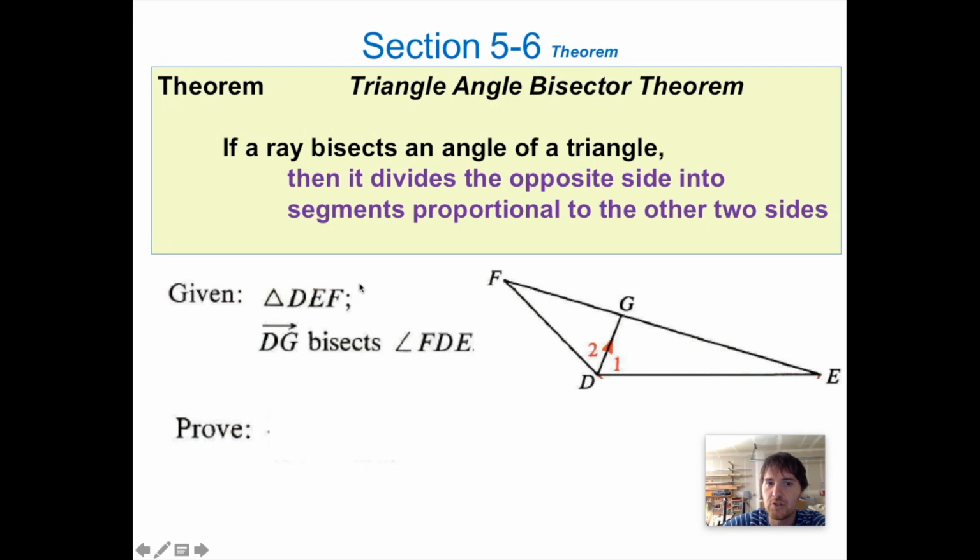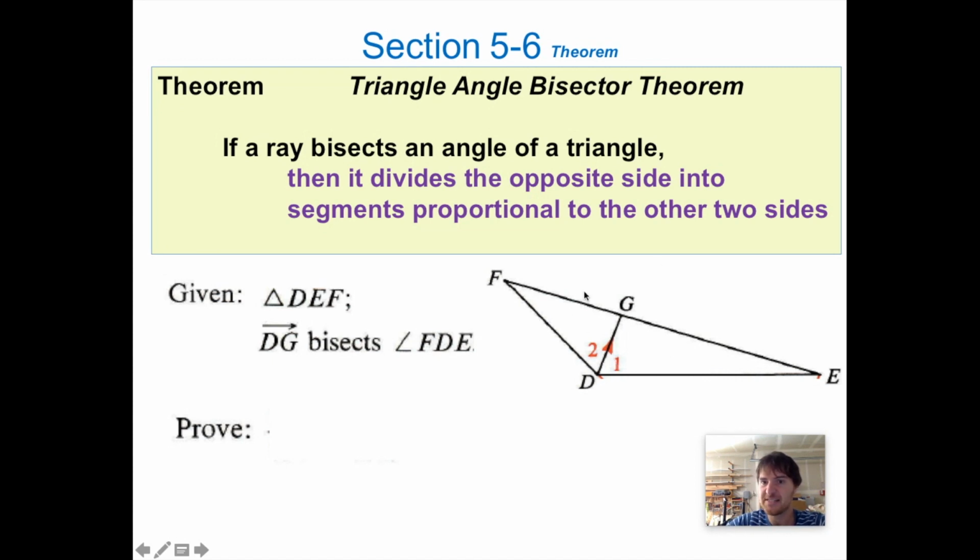If a ray bisects an angle of a triangle, what's the thing we're going to have to prove? Using the letters that we see here, using the information we have here, okay? What is it going to be? Well, isn't it going to be that the angle bisector divides the opposite side proportionally to the two other sides? So here, wouldn't that mean FG to GE, that ratio, is the same as DF to DE? Am I right about that?